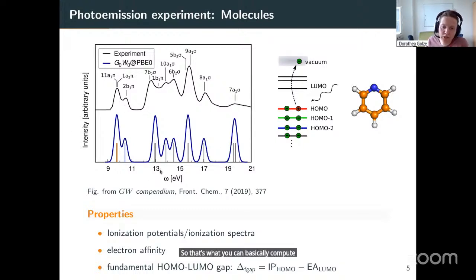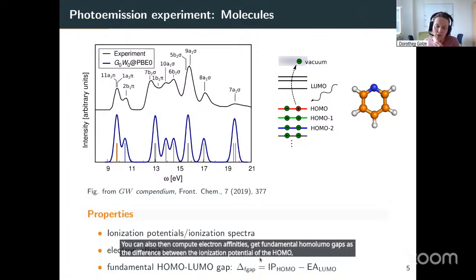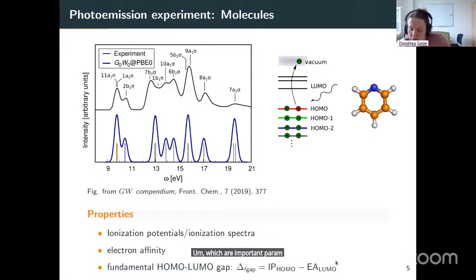Such ionization spectra. You can also compute electron affinities and get fundamental HOMO-LUMO gaps as the difference between the ionization potential of the HOMO and the electron affinity, which are important parameters, for example, for organic semiconductor molecules.